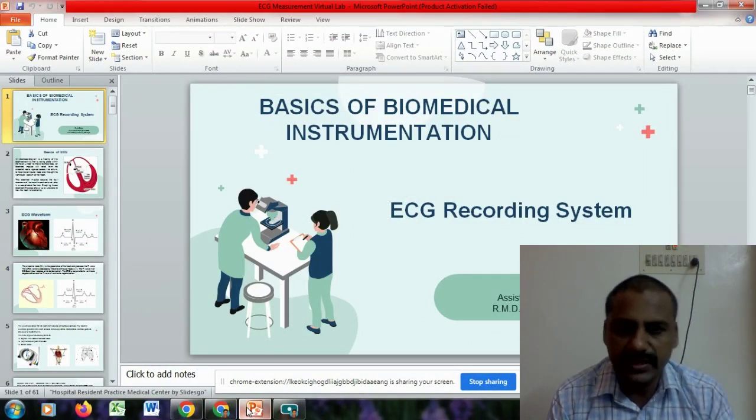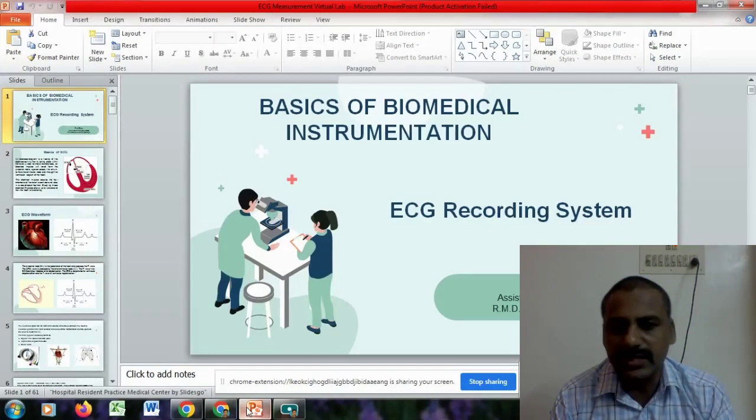As a part of basics of biomedical instrumentation, today in this lecture, I am going to explain the ECG recording system. My motto is to give the demo of how the ECG measurements or ECG signals are recorded by using a three lead electrode system. Before that, let us go through the basics of the electrocardiogram signal to measure the heart functions.